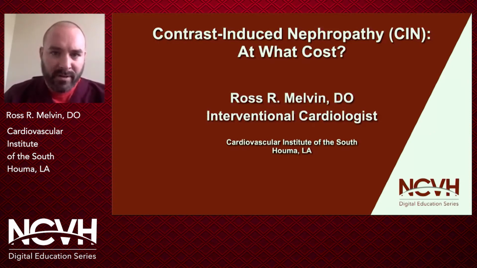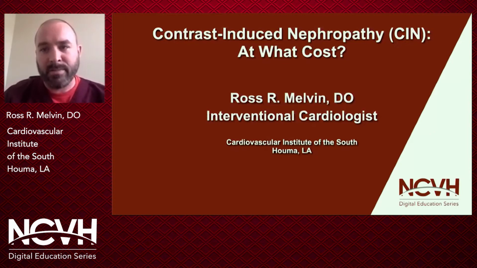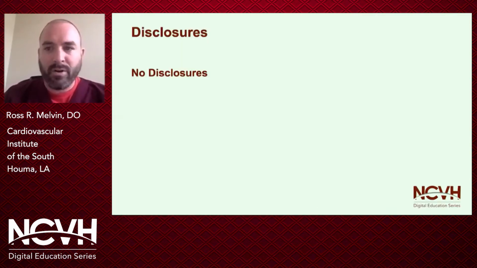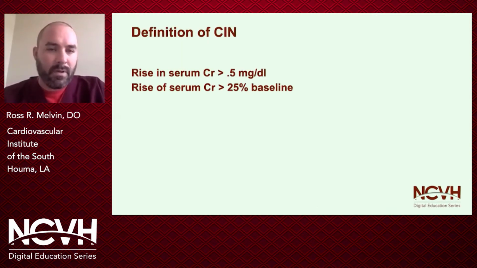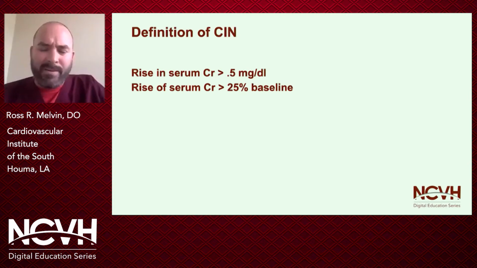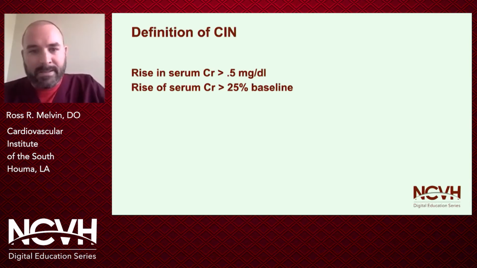So to get going, Contrast-Induced Nephropathy at What Cost is going to be the title of my presentation. I have no disclosures. So just a quick basic definition of CIN. It's defined as a rise in creatinine of 0.5 milligrams per deciliter above the patient's baseline, or a creatinine increase of 25% above the patient's baseline.